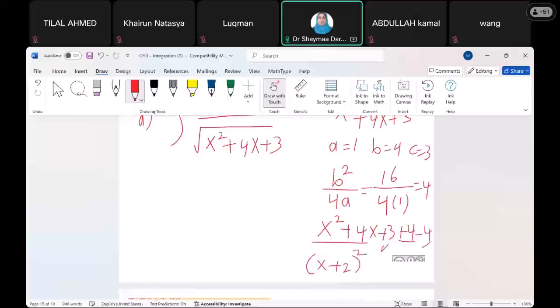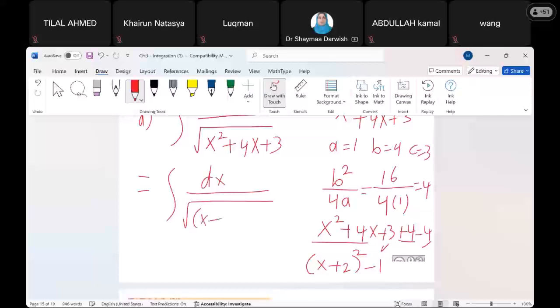Plus 3 and minus 4 is minus 1. So x plus 2 squared minus 1. So this is the integration of dx over, now instead of the quadratic x squared plus 4x plus 3, we have x plus 2 squared minus 1. This is a complete square.